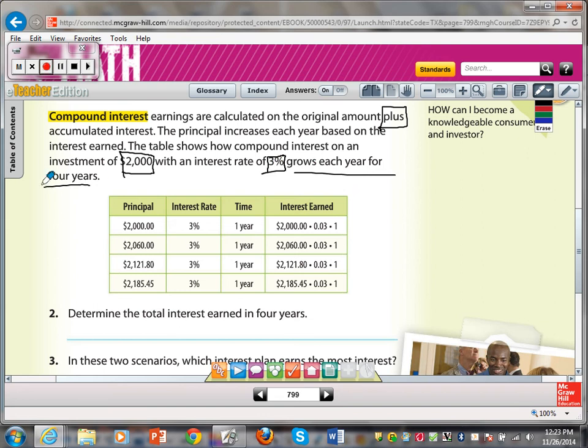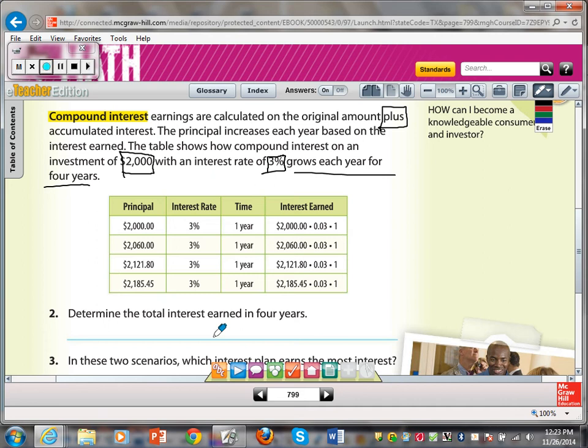The table shows how compound interest on an investment of $2,000 with an interest rate of 3% grows each year for 4 years. So if we analyze this table here, we're going to use the same interest rate that we used. Okay, so the principal times the percent rate times the number of years here. As you can see, 1 year, 2 years, 3 years. So what compound interest does is that it compounds your interest for every year. It takes your interest and adds it to the next year, and then multiplies it again and adds it to the next year. And then for the 4th year, you would have to do the same thing to get your total compound interest.